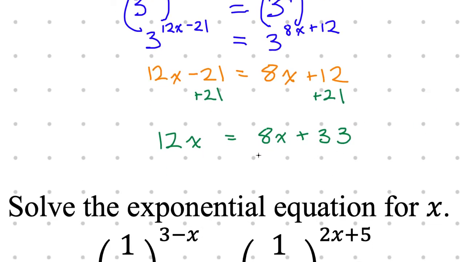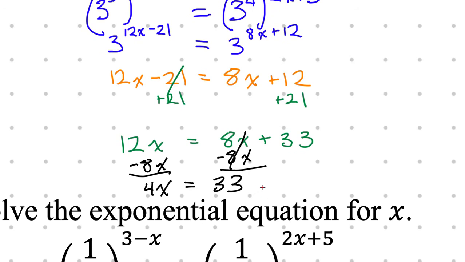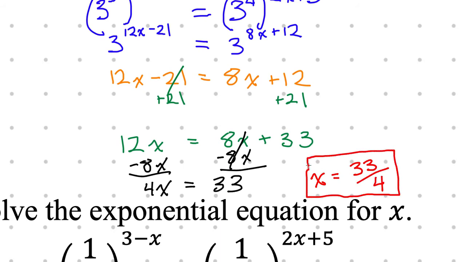Then you'll subtract 8x from both sides, which leaves you with 4x is equal to 33. And then you divide both sides by 4. Yep. So you have that x is equal to 33 fourths. There it is. Thank you.